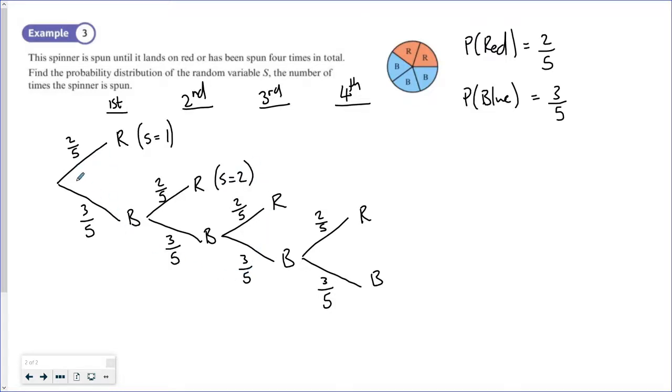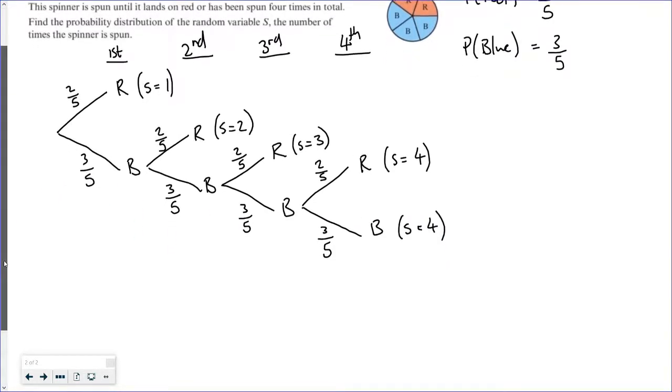Another outcome was that we did blue on the first spin, blue on the second spin, and then red on the third spin, and then we stopped. So in that outcome, the total number of spins was 3. And then finally, we've got this outcome here, where we did blue, blue, blue, and then red, and then we stopped. So in this case, S would be 4, and this outcome, blue, blue, blue, and then blue, would give us S is 4.